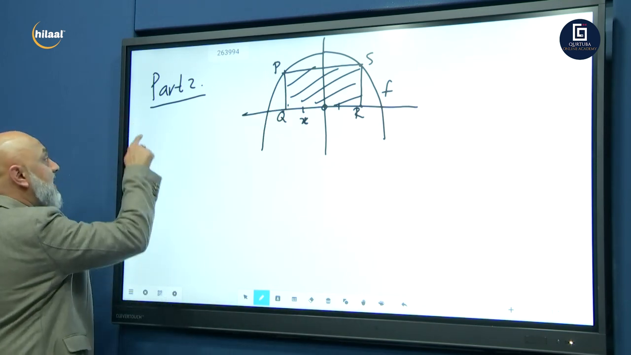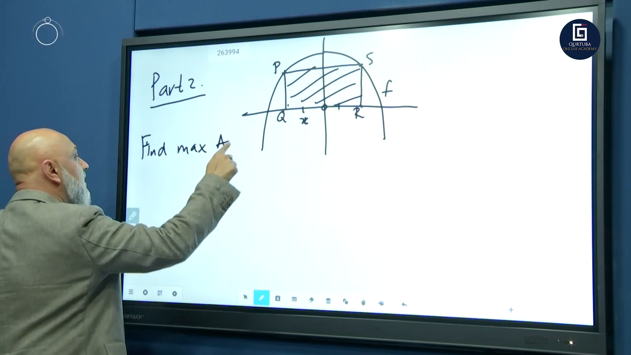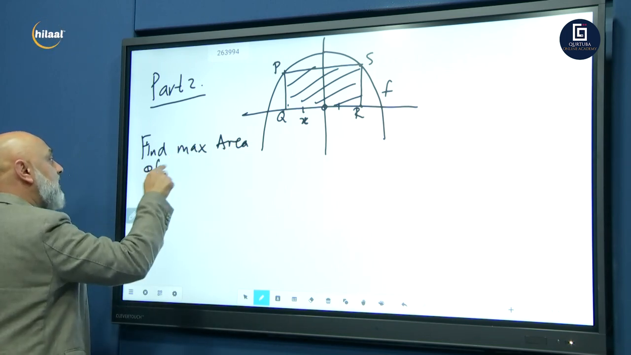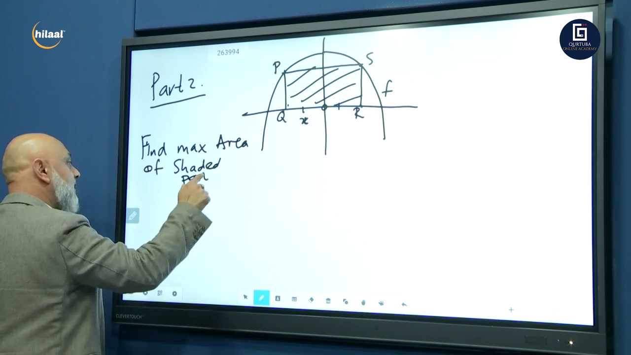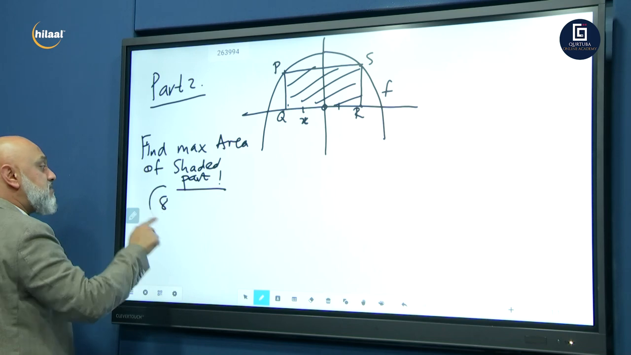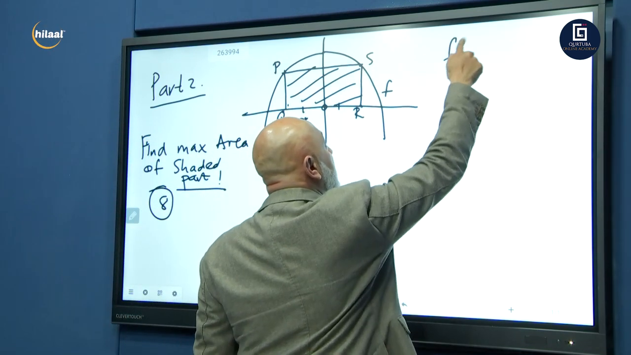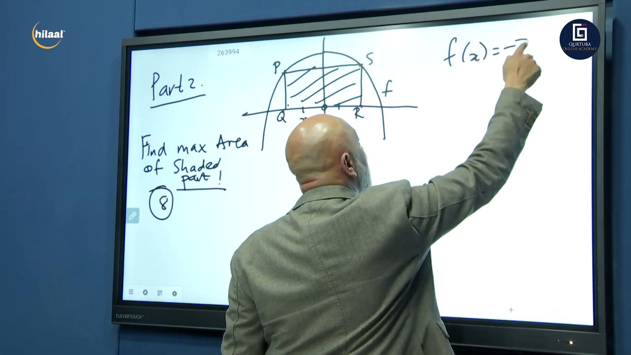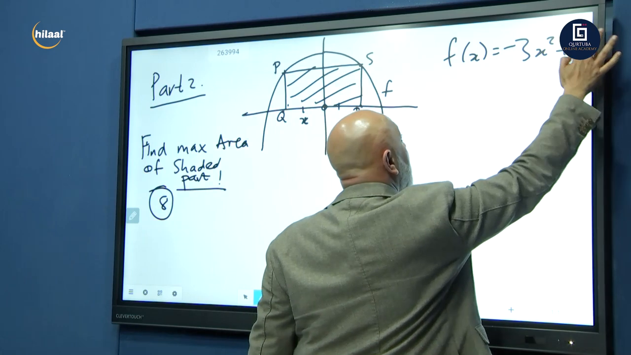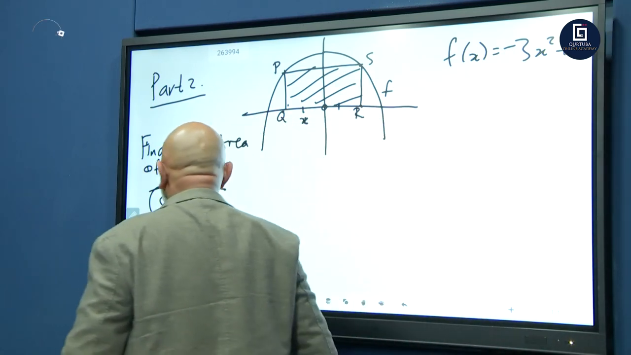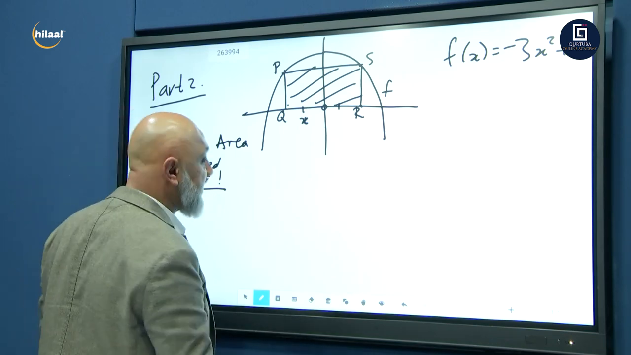The question in the exam: find the maximum area of the shaded part. That's your question for 8 marks in your exams. And they give us the equation of f. They tell us f of x is equal to minus 3x squared plus 18. Find the maximum area of the shaded part.